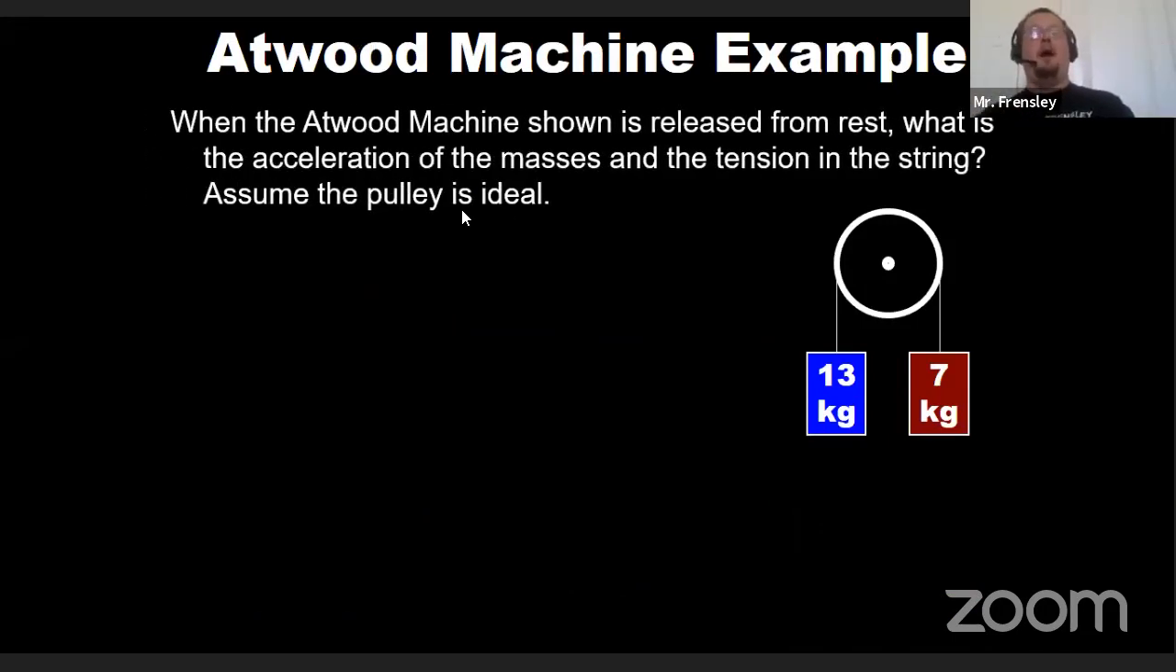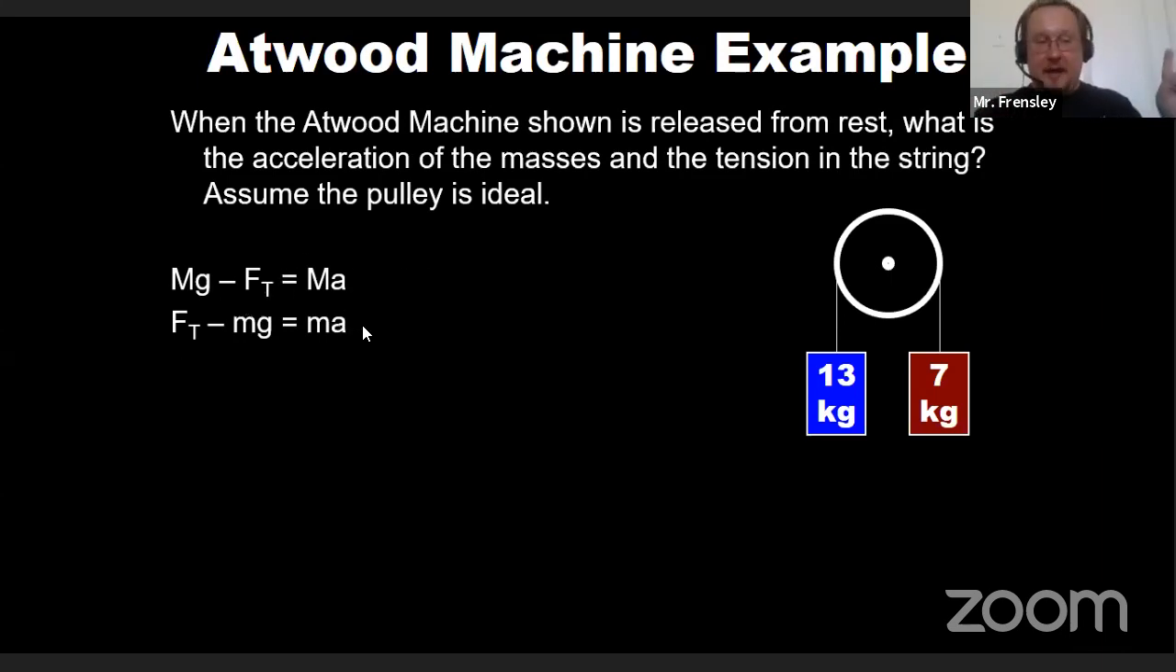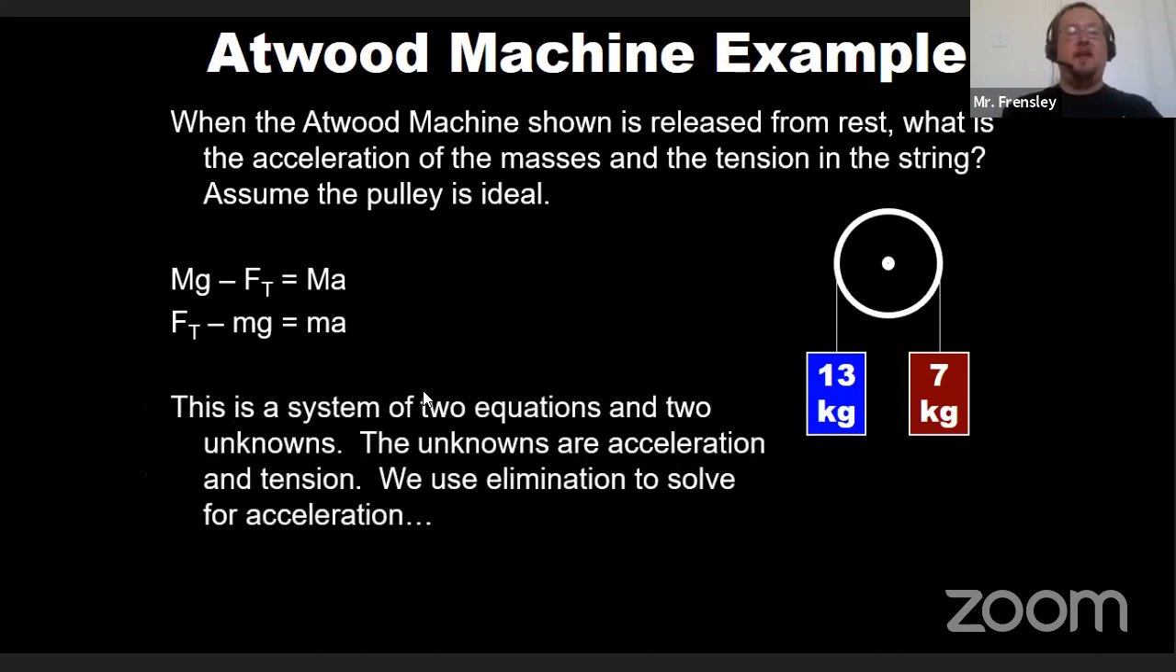Okay, so let's see. What do I want to say now? I want to take my equation for the 13. I want to take my equation for the 7. Look at that. There's my equation for 13 and my equation for the 7. I've got 2 equations and 2 unknowns. I don't know the acceleration. I don't know the tension. I definitely know all the m's and g's, but I don't know the acceleration, don't know the tension. So I'm going to do this thing in math called elimination. What you do when you eliminate is you just add everything on the left and you add everything on the right to make one new equation. So we're going to use elimination to solve for the acceleration.